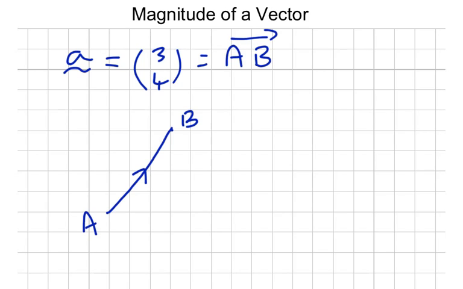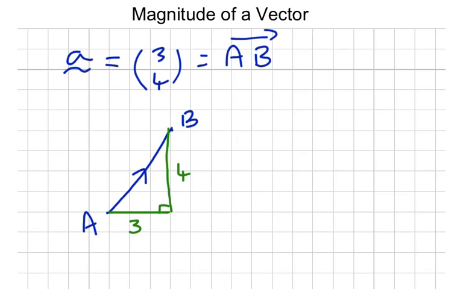Now, the magnitude of that line segment is the length of that line. So the magnitude of the vector A is the length of that line segment. So if we consider the right angle triangle here, we have that length is 3, that length is 4. And because this is a right angle triangle, we can use Pythagoras' theorem to find the length of the hypotenuse. And that is the magnitude of our vector.